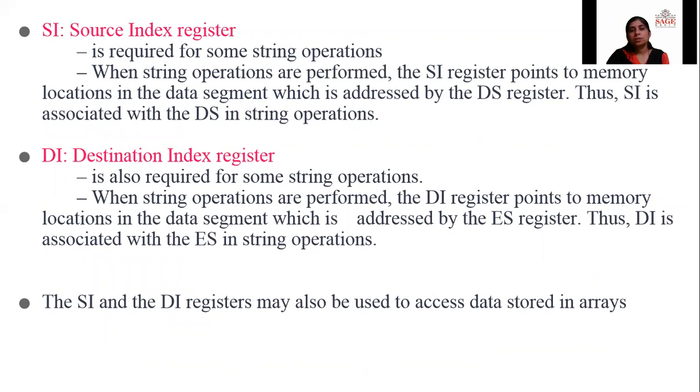Source index register and destination index register are required for some string operations. Both are used for string operations. The source index register points to memory locations in the data segment, which is addressed by the DS register. The destination index register points to memory locations addressed by the ES register, the extra segment register. SI and DI registers may also be used to access data stored in arrays.